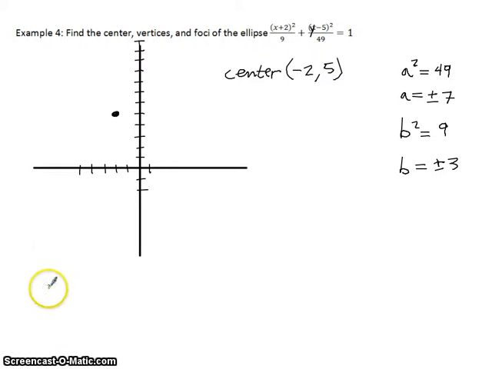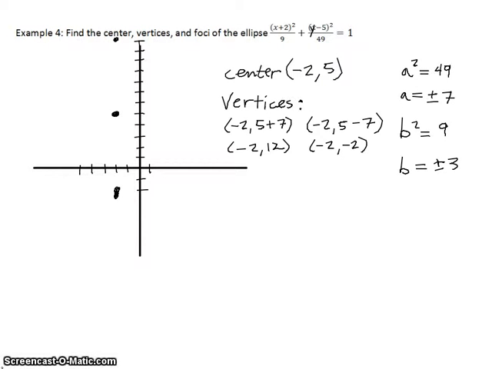Okay, so I plotted the center of the ellipse, and I've also written that a squared is 49 and b squared is 9. That gives us a and b. Because the 49 is underneath the y squared, that means that the major axis runs parallel to the y-axis. And to find the major axis endpoints, I'm going to have to go up 7. I'm going to have to go down 7. That's pretty easy to figure out just by looking at them. However, formulaically, we would simply add and subtract 7 onto the 5 to find those endpoints, the vertices.